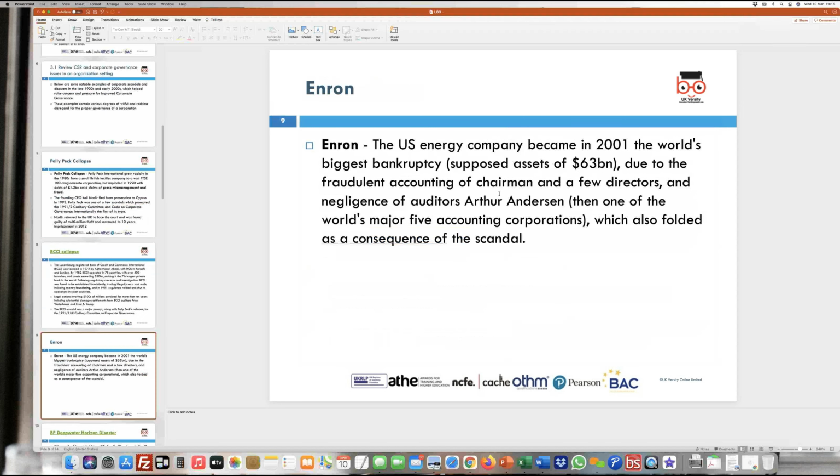When you go to Enron, what was the main issue because of which the company collapsed in terms of corporate governance?